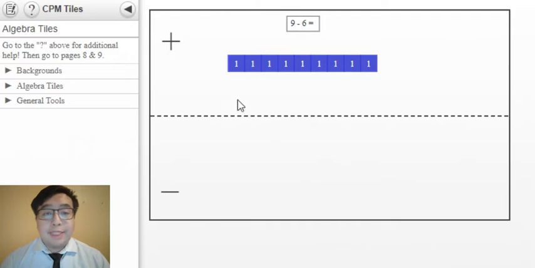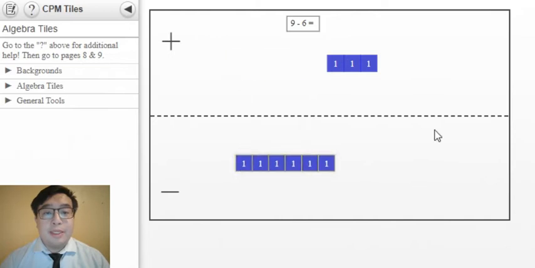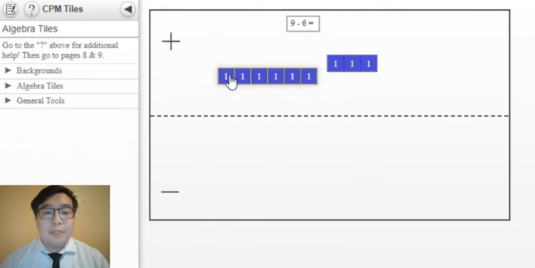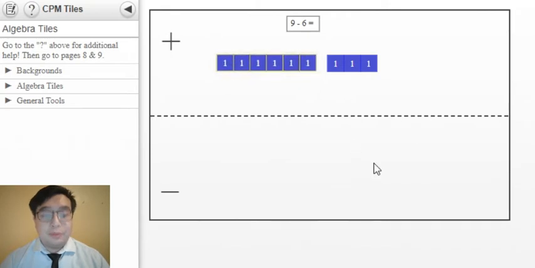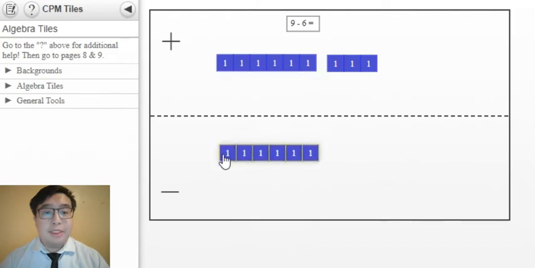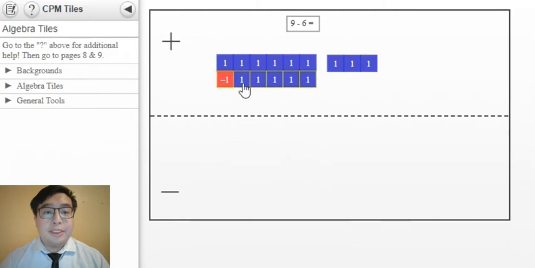What are some ways of thinking about this problem here? I could think of this as I have 9 of these tiles and I want to get rid of 6 of them. So I can grab 6 of them, drag them away, and I know my answer would be 3. But what would be another way of getting rid of these 6 tiles? Well, one way of getting rid of them would be to introduce their opposites. So if I want to get rid of these 6 tiles, I can introduce 6 negatives.